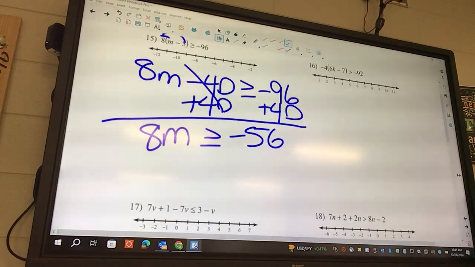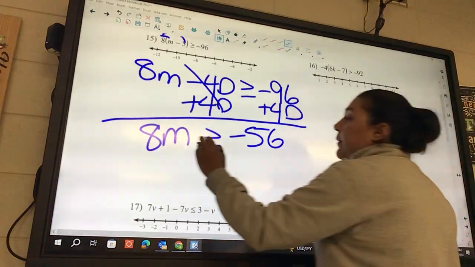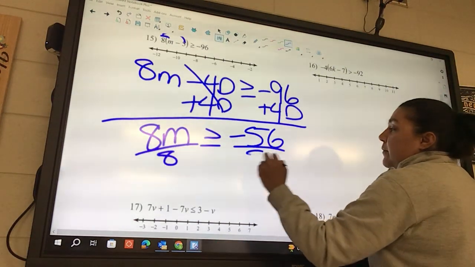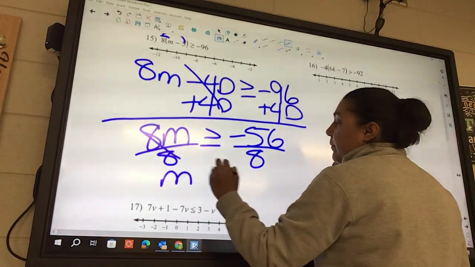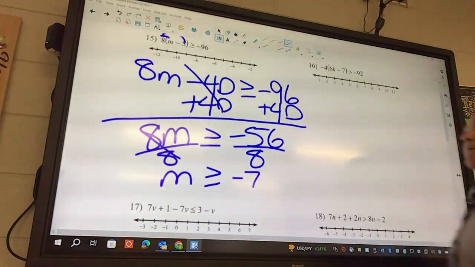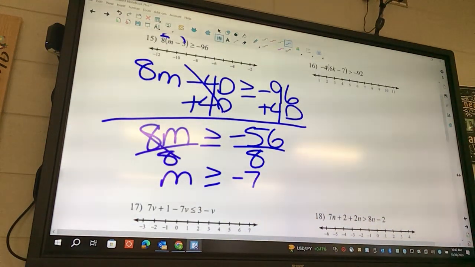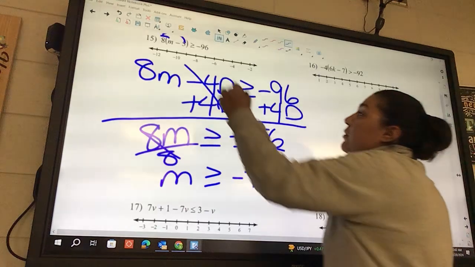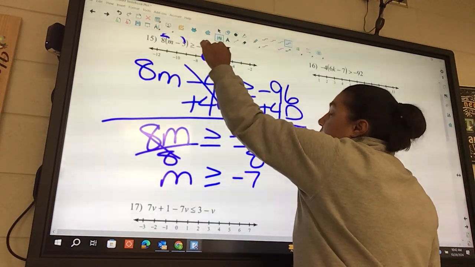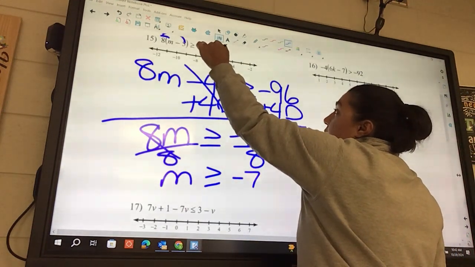Then who needs moved? The 8. So we're gonna say divide by 8. Do we need to flip? No. Okay, on the 7 it's gonna be closed, to the right.